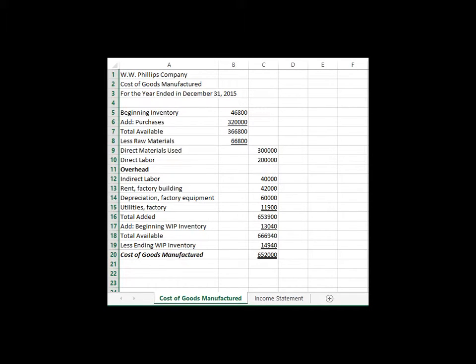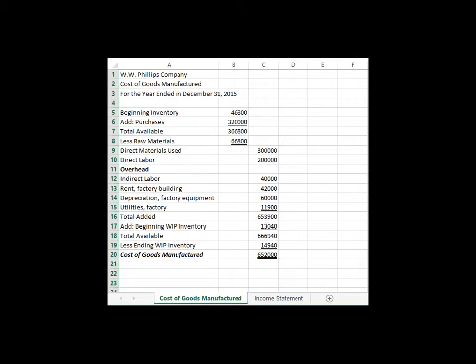plus the total of all the overhead, which is indirect labor, rent, factory building, depreciation, factory equipment, utilities, factory, to get total added. Total added consists of the total of the overhead, which is right here, all these numbers, plus the direct labor, and also direct materials used. Notably, when calculating overhead, notice how it's indirect labor, as mentioned in the definition from the previous chapter, and factory, because they're all overhead.